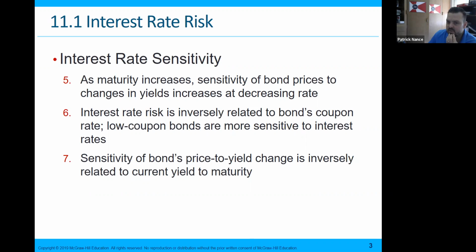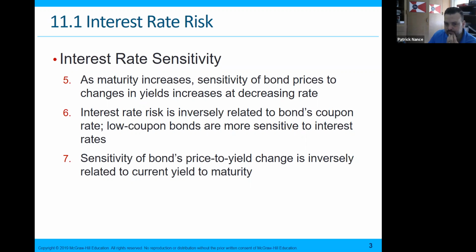Interest rate risk is inversely related to the bond's coupon rate. Low coupon bonds are more sensitive to interest rates. Why? There are lots of reasons, but the one that comes to mind is that there's a smaller differential between the coupon rate and the market rate or even the risk-free rate. So they're more sensitive to interest rates because the percentage of change affects them in a larger way.